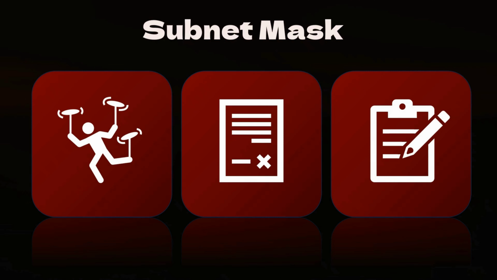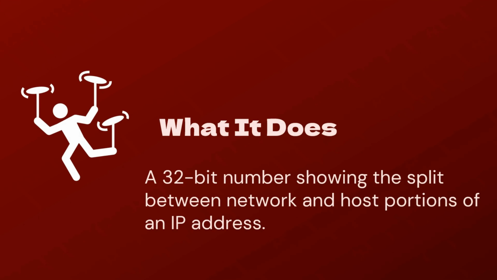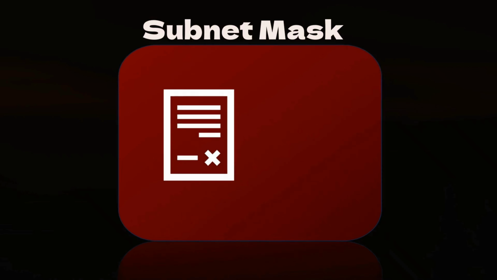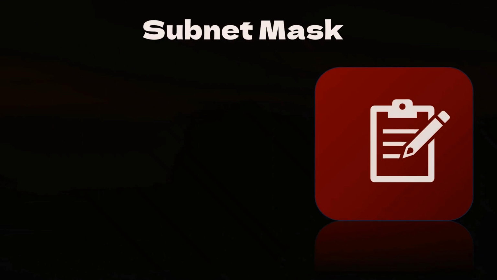But how do we know how many bits belong to the network ID and how many to the host ID? Now, that's where the subnet mask comes in. The subnet mask is another 32-bit number that shows the split between network and host. For example, 255.255.255.0 indicates 24 bits for the network ID and 8 bits for the host ID.